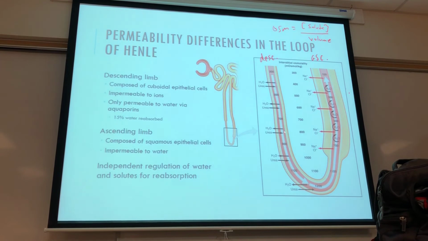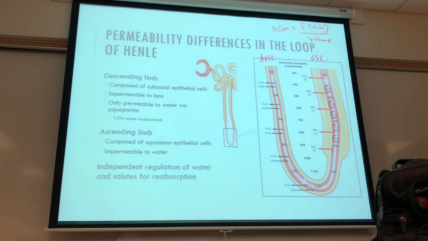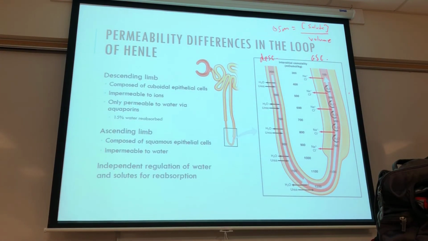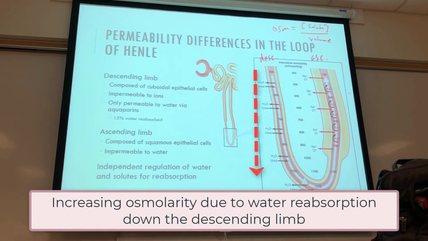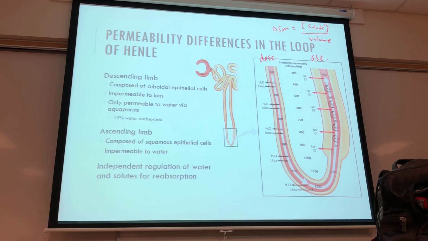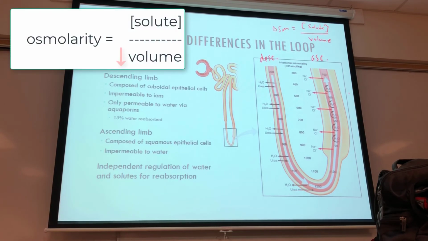What did we lose as we move down the descending tubule? Water. We lose water, right? So what's happening to the osmolarity? There's no change in the solute concentration. Why? Because it's completely impermeable to it. What we're losing is water volume. So a decrease in the volume is going to cause an increase in the osmolarity.